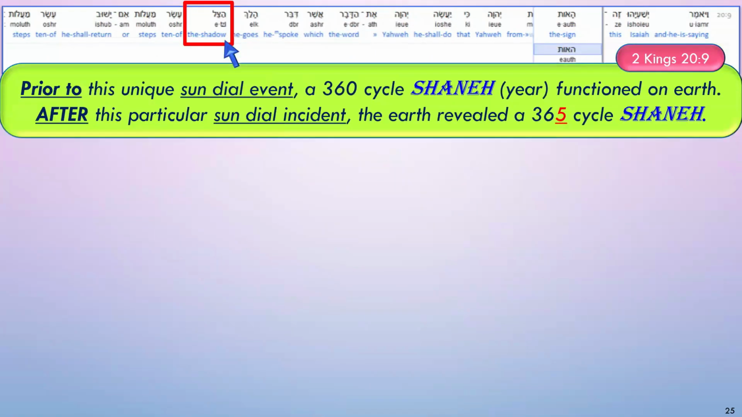2 Kings 20, verse 9. Prior to this unique sundial event, a 360 cycle Shana, or year, functioned on this earth. So there was 360 days in 1 year on this earth, prior to the sundial event with Ahaz. After this particular sundial incident, the earth revealed a 365 cycle Shana. The incident of the sundial event added 5 days to the calendar.